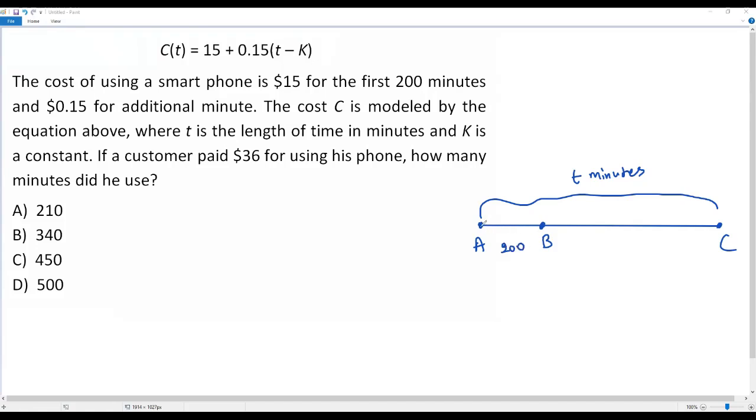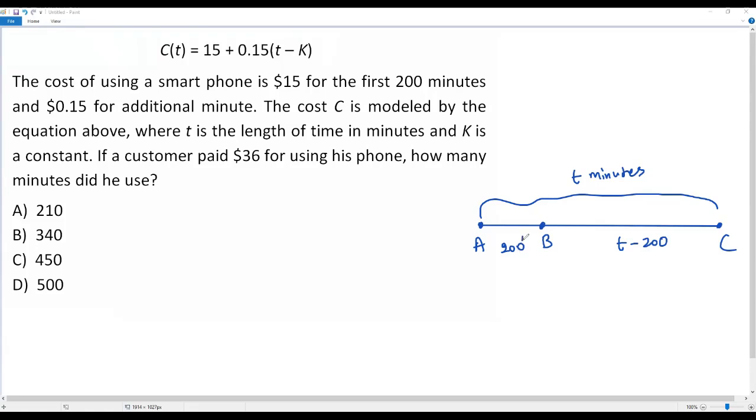So the total length of this line segment AC is t minutes and the length of the line segment AB is 200. Then what is the length of the line segment BC? For that, we have to subtract this 200 from the total length t. Then we get t minus 200. So here this 200 represents the first 200 minutes and this t minus 200 represents the additional minutes.